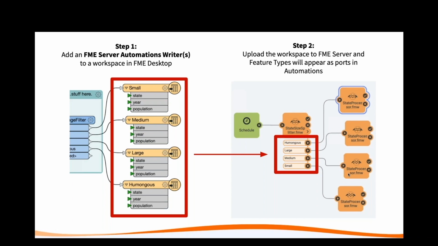So on the left-hand side is what it looks like in desktop. Each of those orange blocks is a feature type. Each of those feature types corresponds to an output port, which will appear in your workspace in automations. So you can see, inside the workspace, some state data is getting filtered depending on its size. Anything that ends up going to the large feature type inside the workspace will get passed out as a message from the large port in your automation. And then you can control which workspaces process different data depending on which port they come out of, because you might want to handle those messages differently.